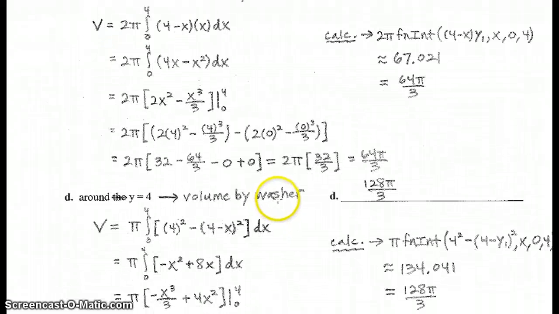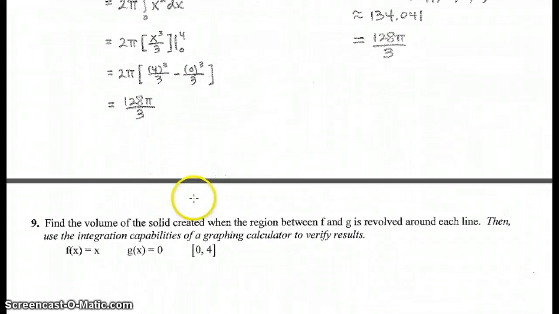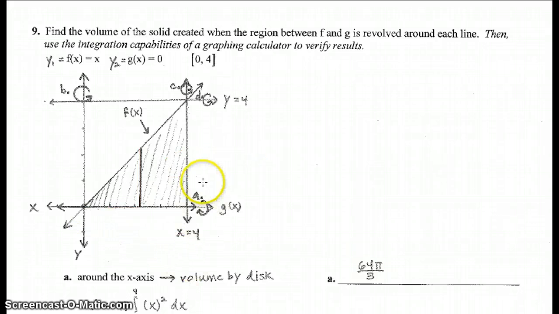Part D asks us to revolve around y equals 4. If we go up top here and take a look, y equals 4 is a horizontal line, so we automatically know we're looking at either a disk or a washer. And in this case, we're looking at a washer. Why? If we revolve this region up over y equals 4, there's this gap here. So if we have a gap, we know that it's a washer.